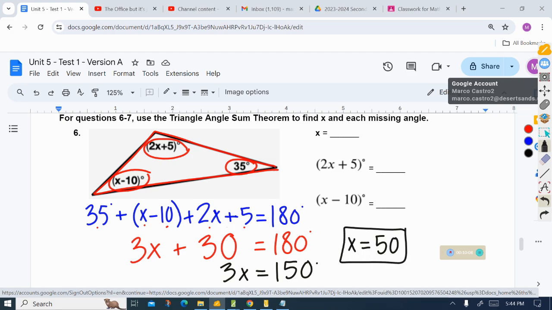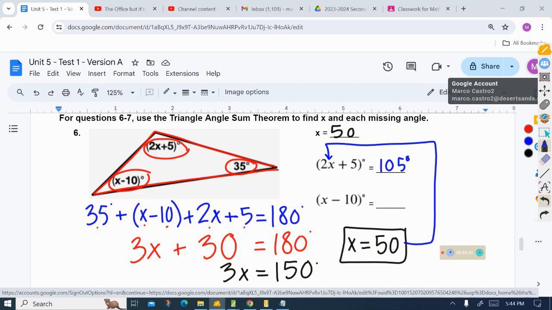So we have x, and that would be the number that we put in this location. But now, in order to finish the problem, we should go substitute in our x for 50. So we realize that we are plugging that number in for x right there. So 2 times 50 plus 5. Well, 2 times 50 is 100, and 100 plus 5 is 105.